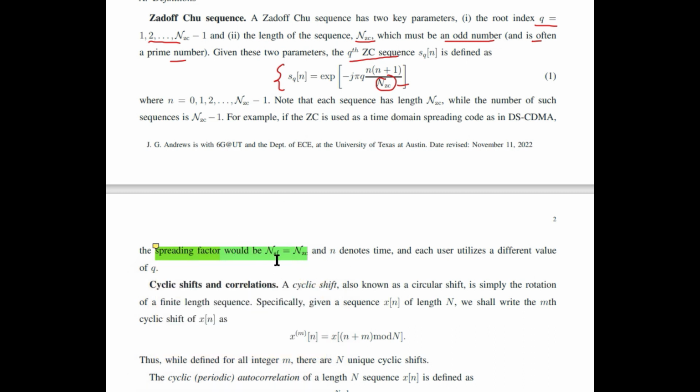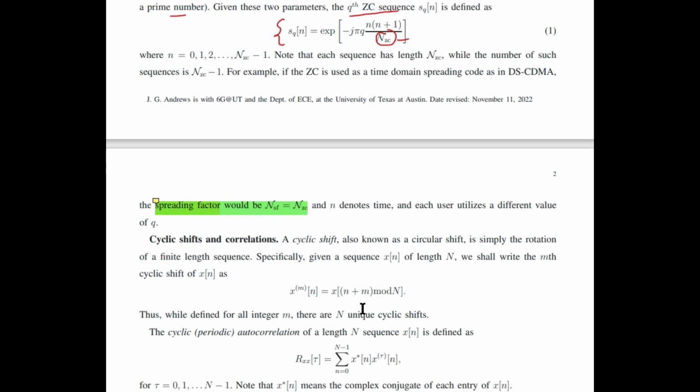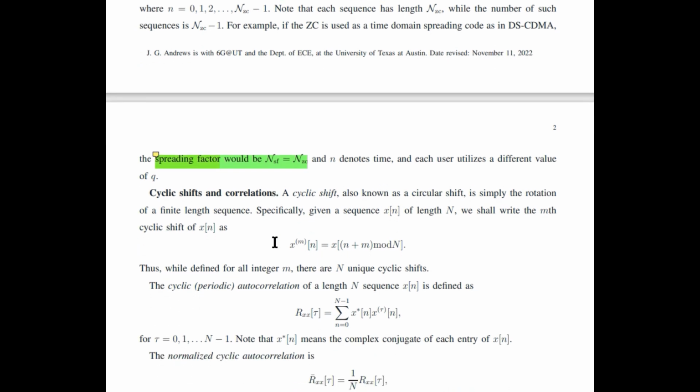That means the length of the spreading factor is equal to the length of the ZC sequence. N denotes the time, and each user utilizes a different value of q. Now, cyclic shift and correlation. The cyclic shift means how the sequence is rotated. If we rotate an M sequence, we write x_m(n) is equal to x((n plus m) mod N).